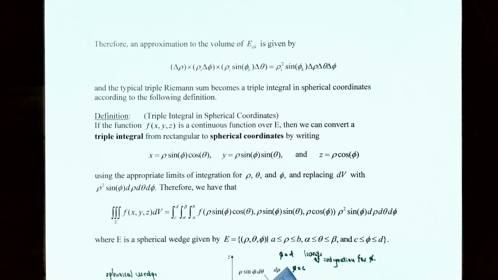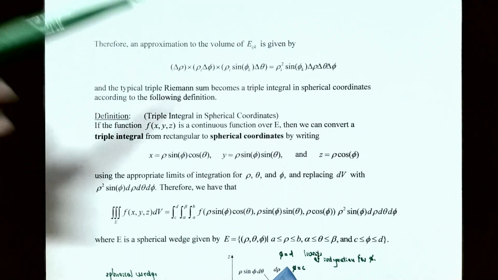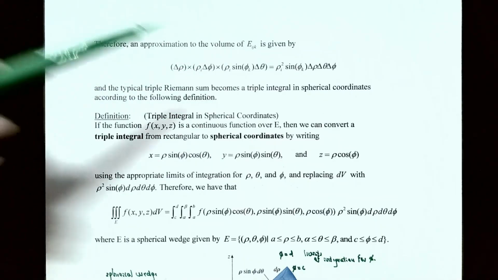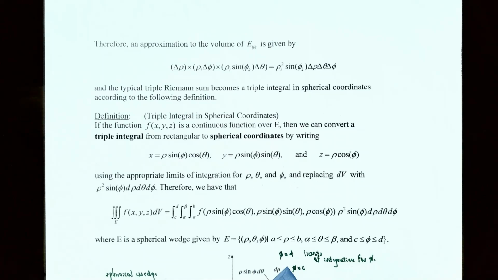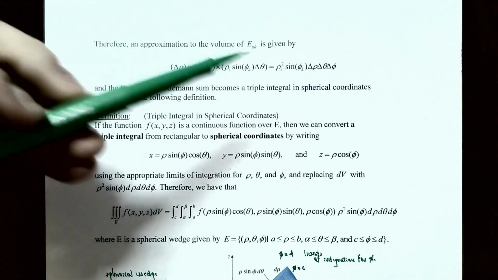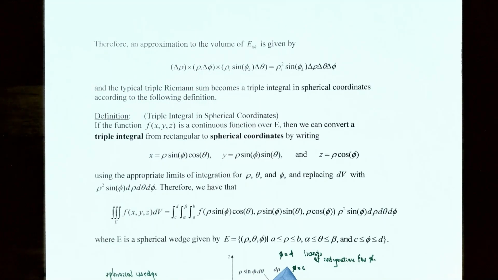So this will give us an approximation for the volume of this spherical wedge, E sub ijk. It's given as delta rho times rho sub i times delta phi times rho sub i times sine of phi sub k times delta theta. And so if you multiply these three expressions together, you'll get the differential for volume for spherical coordinates.